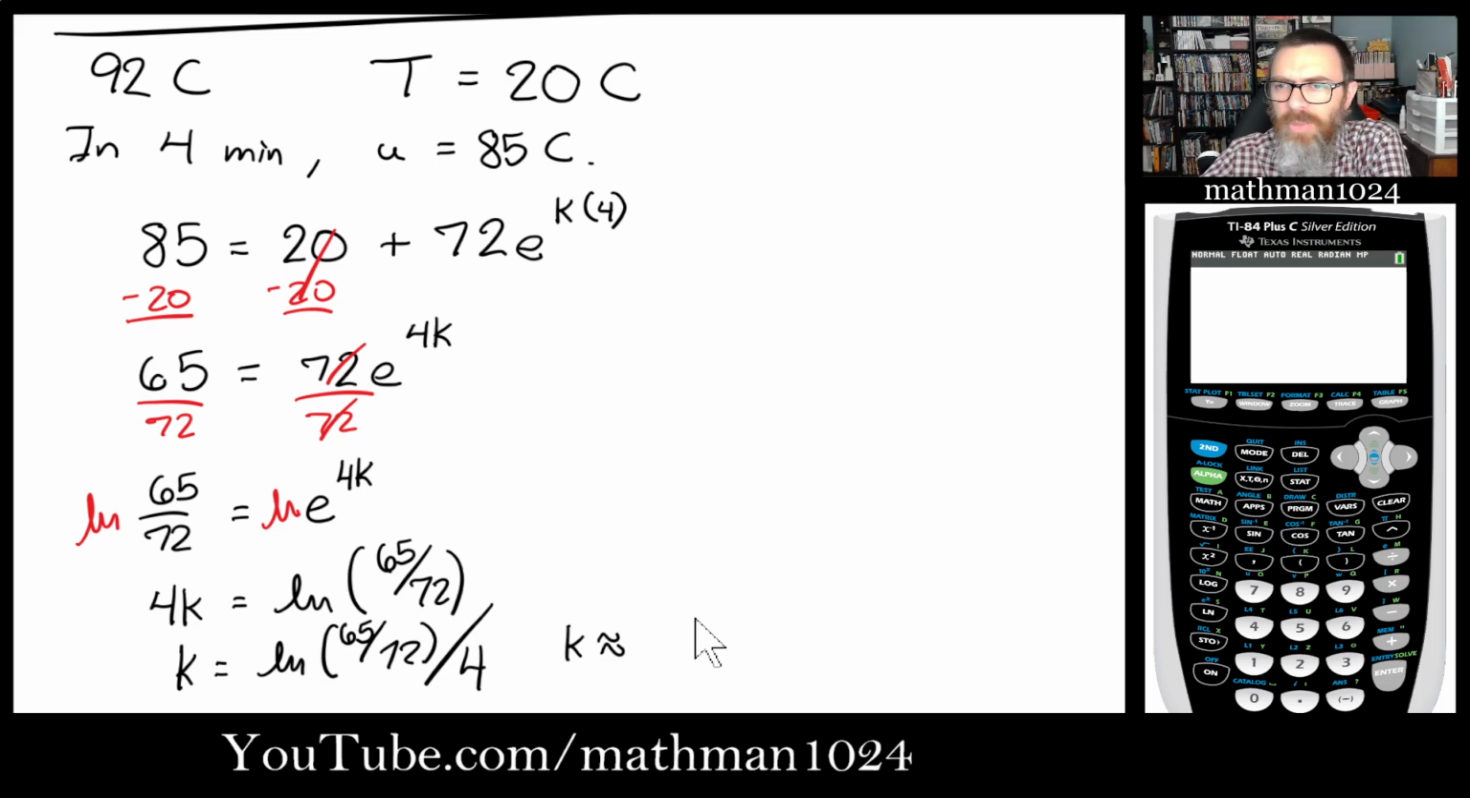So let's see what k is approximately equal to when we go over to the calculator. With the natural log of 65 divided by 72, all of that is divided by 4. So k is approximately negative 0.02557.